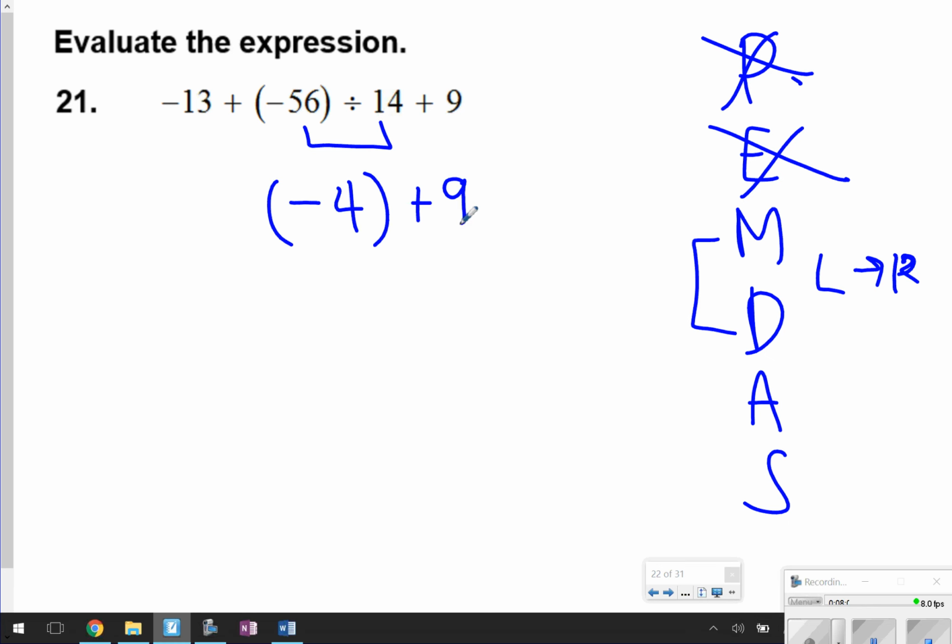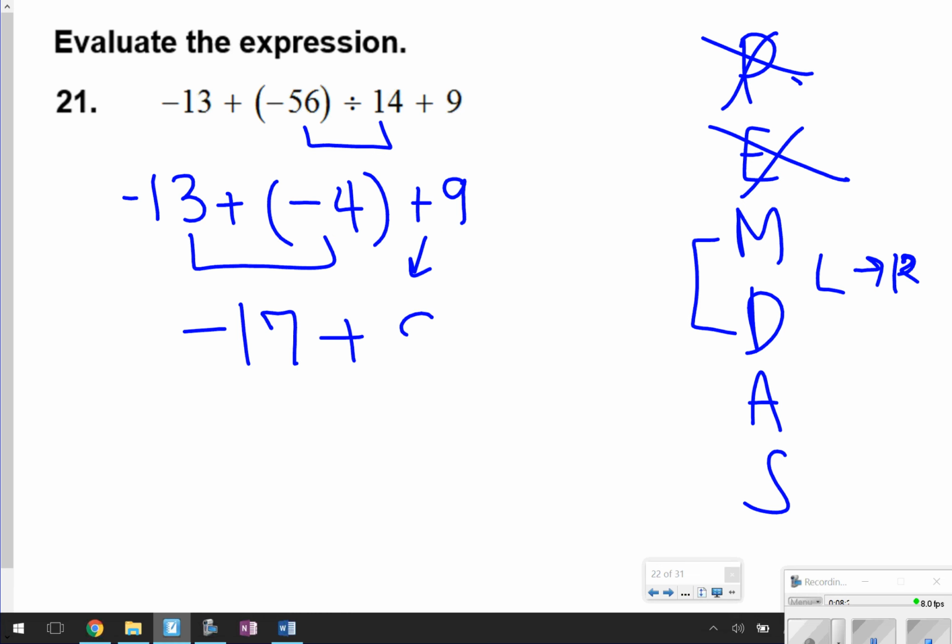Bring everything else down. And then everything else left is adding. So negative 13 plus negative 4, that's negative 17. And then I bring down that plus sign and then the 9. Different signs, subtract. When I subtract them, I'm going to get 8, but I'm going to keep it as a negative 8 because my larger value is negative.